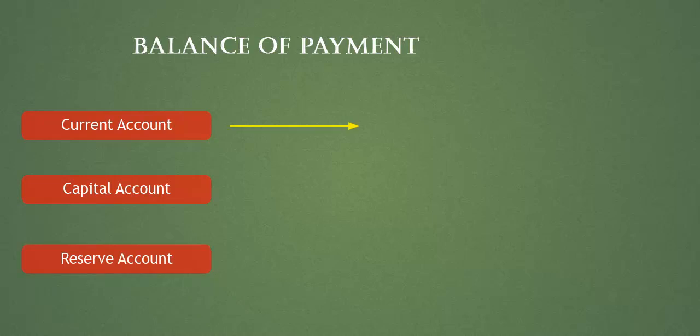Balance of payment is a balance sheet of a country. BOP is a systematic record of accounts of all economic transactions between residents of a country and non-residents. The account is prepared using the double entry accounting system, and therefore, BOP always balances. Balance of payment is divided into three parts. First, current account. Second, capital account. And third, reserves account.